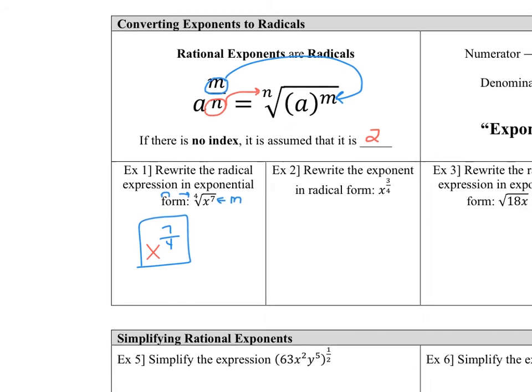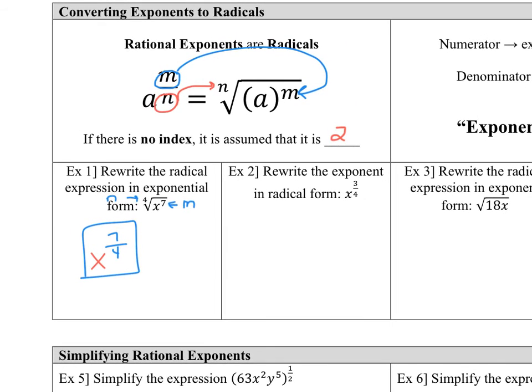Now let's go the other way. Number 2 is rewrite the exponent into radical form. So now I'm starting on this side and I'm working towards my radical. The base is still an x this time. So you're going to have a radical and an x. Now, remember, it's exponent over index. So this is your exponent on the inside. This is your index. So the exponent is the inside. The index is the little outside. And there's your conversion to the other form.